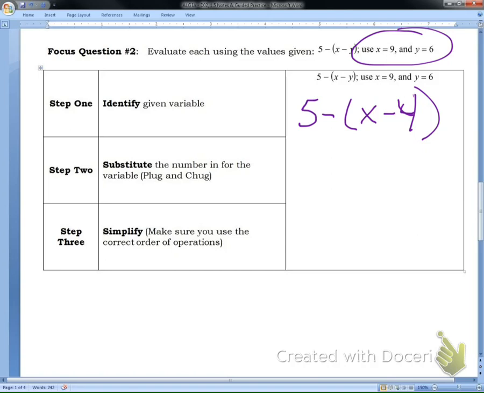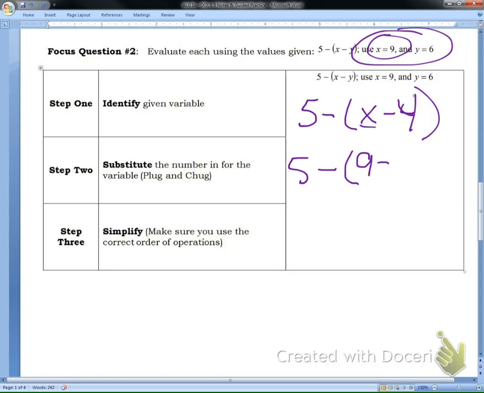So back to our problem. The next step is to substitute the number for the variable. So we're going to rewrite this again, but wherever we see a variable, we're going to replace it with an actual number. So I have 5 minus, I make sure I copy everything down. I see my first variable, this x. So I'm told that x is equal to 9, so I just rewrite 9. I do not write 9x. Careful, I see people do this all the time. So you just replace the x with the 9. Copy down the rest of the problem, don't forget those operations there.